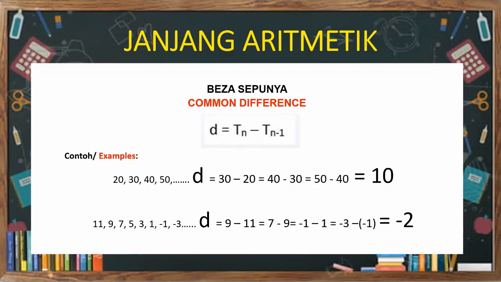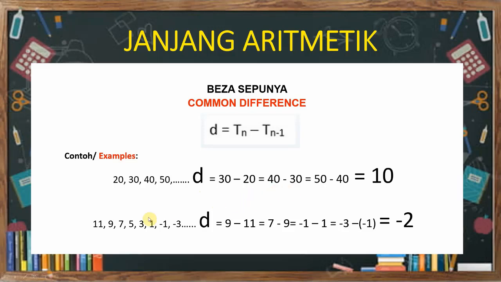So we denote it as D. So how do we find the D if you are given a set of numbers? So 20, 30, 40, 50. If you would like to know whether there is a D, you may use 30 minus 20, 40 minus 30, 50 minus 40 to see whether there is a constant. Yes, it is 10, where it is a constant. So therefore, it is an arithmetic progression.